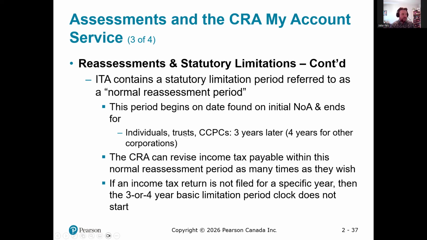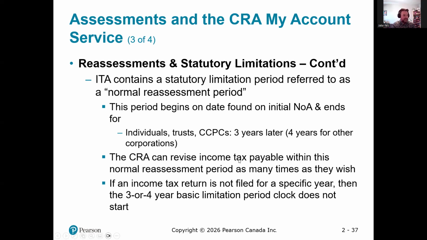So for individuals, trusts, and CCPCs, they have 3 years to do a more in-depth reassessment. If they miss that 3 years, they can't do it. But if they have a reassessment done, that can restart the clock to say they have another 3 years to do some further details. So this 3 years can reset. And that's why you hang on to 6 years, but 3 years is generally the limit. You have 3 years to file your return or to reassess the return.